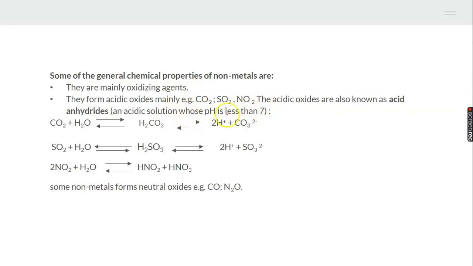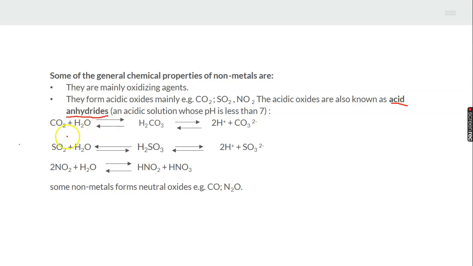These three form what? They form acidic oxides, and acidic oxides are known as acid anhydrides. That's the name given to acidic oxides. They are acid anhydrides because if they are put in water, they give an acidic solution whose pH is less than 7. You know, when something is less than 7 on the pH scale, that means it's an acidic solution.